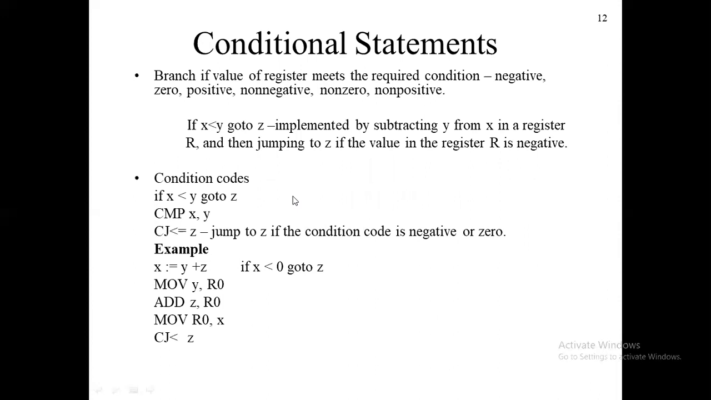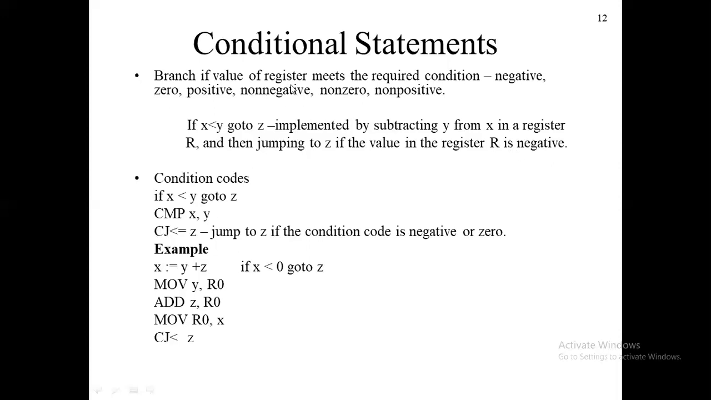Next, conditional statements. This can be implemented in two ways. The first way is where the value of the register needs retrieval. You are checking the two values, X is less than Y. Then that value may be negative, zero, positive, non-negative, non-zero or non-positive. If any one of these holds, then you have to branch the instruction. If X is less than Y, then go to Z. It is implemented by subtracting Y from X, storing the result in a register R, and then jumping to Z if the value in the register R is negative.